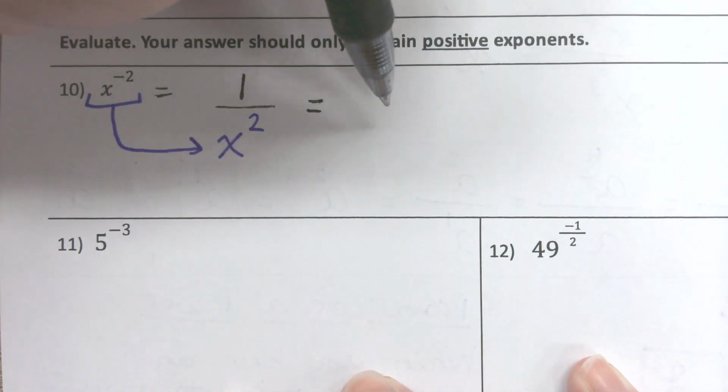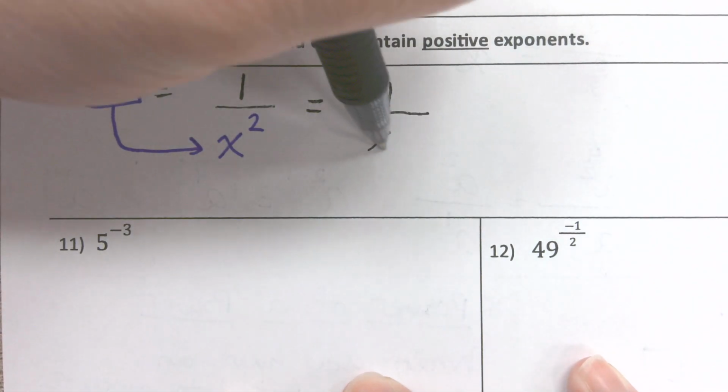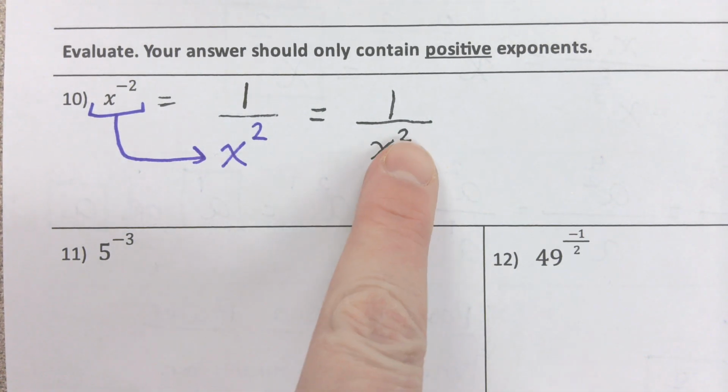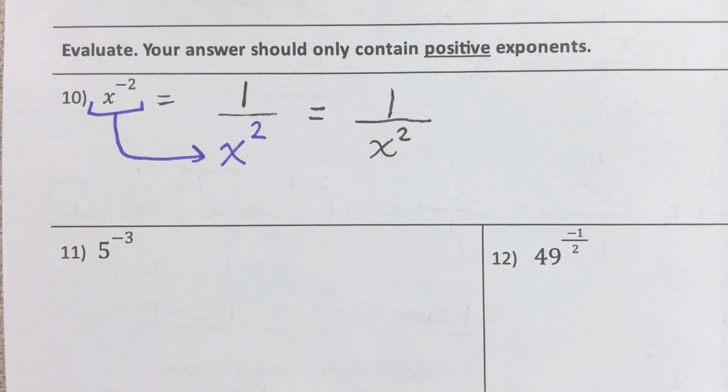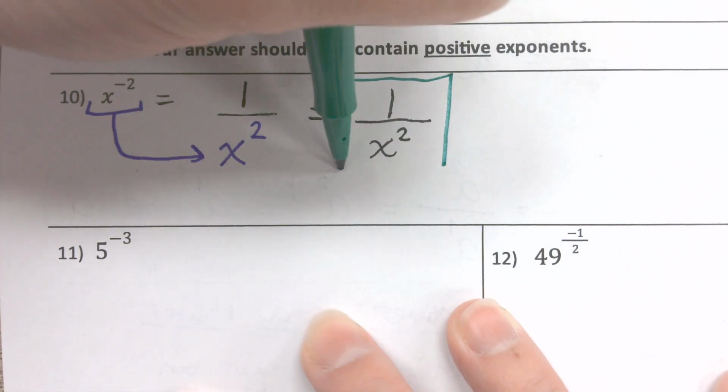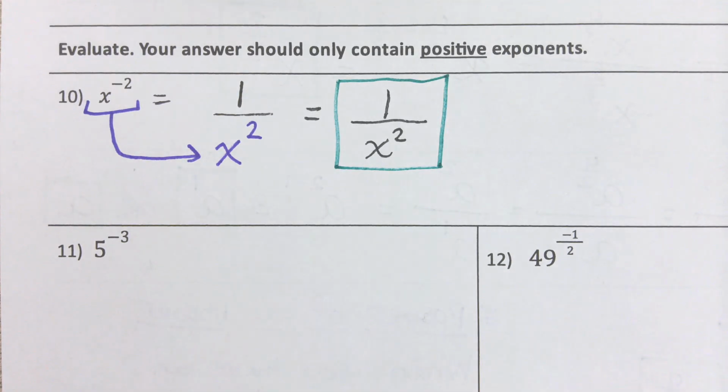So again, just for emphasis, our answer is 1 over x squared. The x squared is part of the fraction. I have a lot of students who are just making the exponent a fraction instead. That's incorrect. The whole thing becomes a fraction. And that's all we can do for this one since we just have a variable.